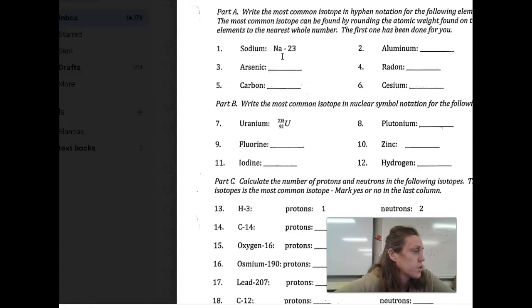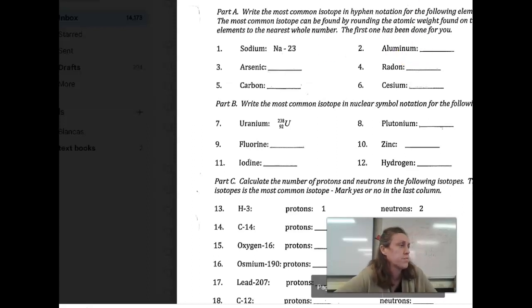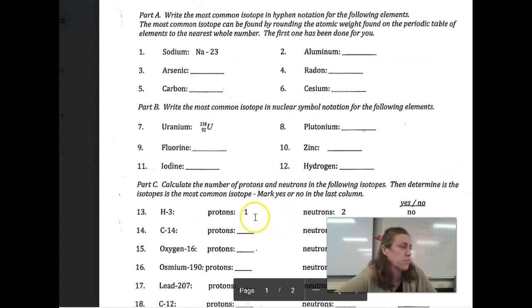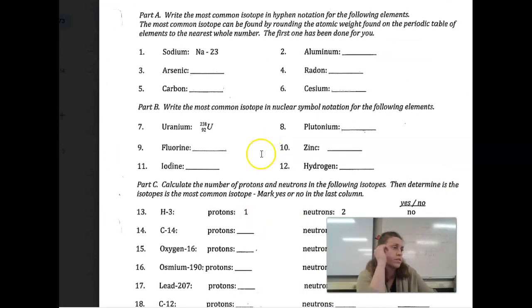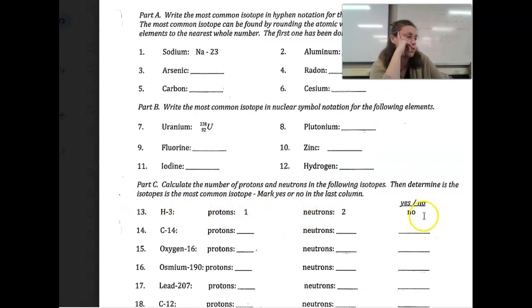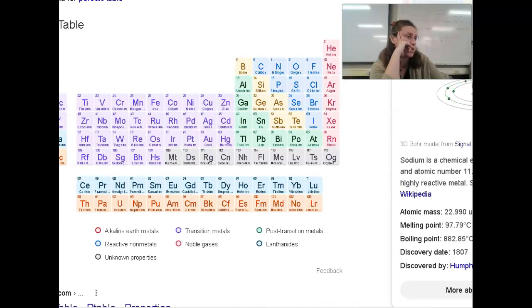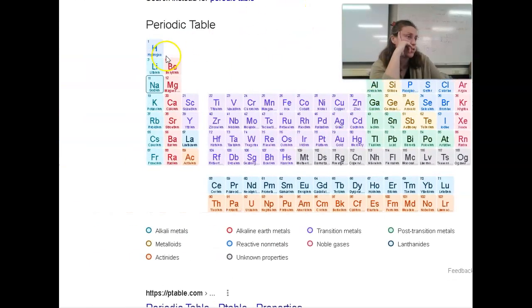Here you're going to use the most common one on the symbol, but you're going to write the nuclear symbol notation. We kind of did these down below, but it's just using your periodic table again. So hydrogen 3, H-3, has 1 proton always. For this one you take 3 minus 1, and it's a 2. Now, is this the common one? No, because you have to go back to that periodic table. Here's hydrogen, and that's that 1. So it is not the most common, okay?